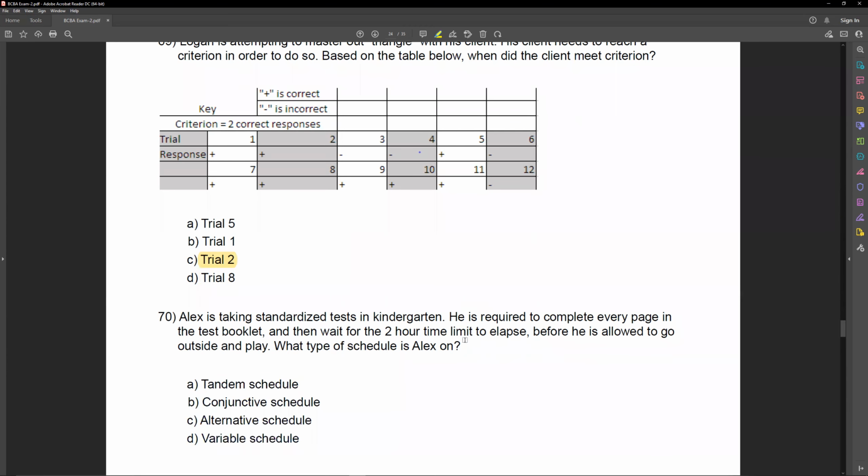And then finally, Alex is taking a standardized test, and Alex is taking standardized tests in kindergarten. He is required to complete every page in the test booklet and then wait for the 2-hour time limit to elapse before he is allowed to go outside and play. What type of schedule is Alex on?